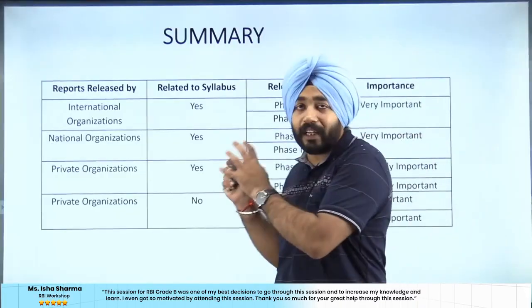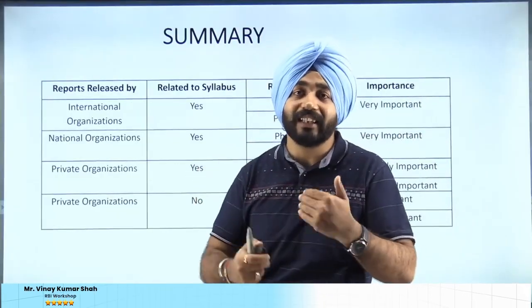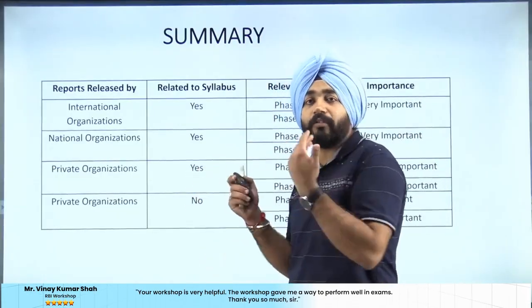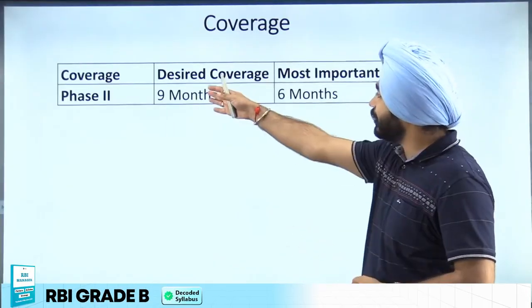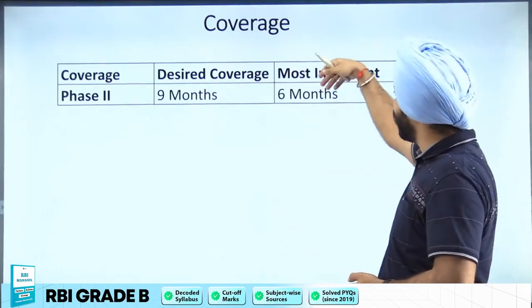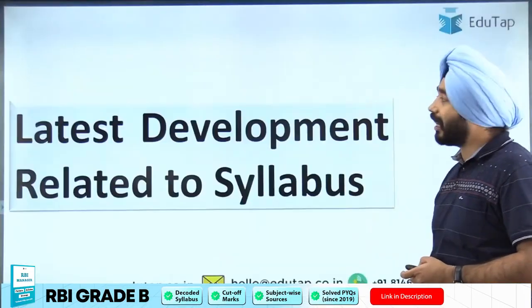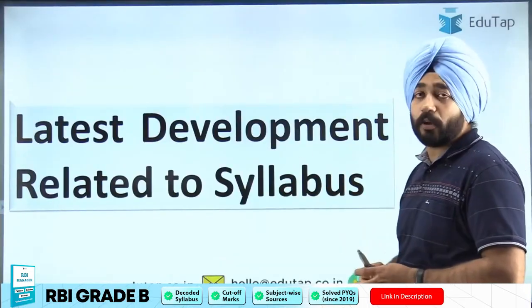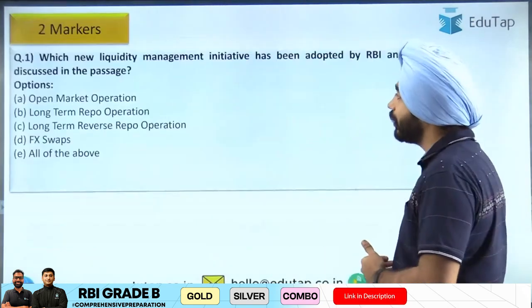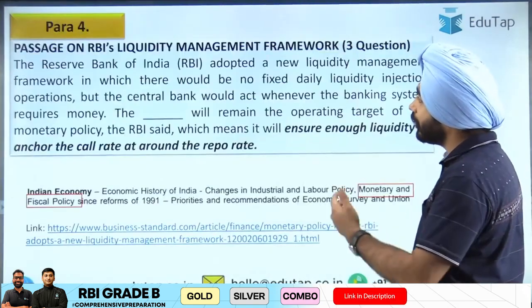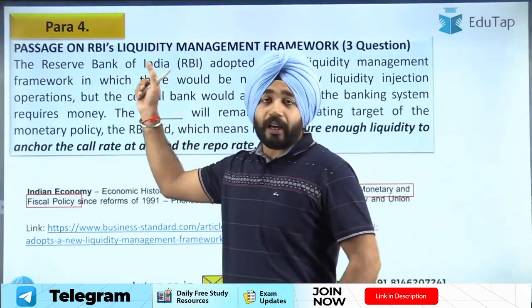So this is how, for the reports, you could find out what needs to be analyzed when we are talking about the report section. Then guys, the desired coverage required is 9 months, and the most important coverage will be of the last 6 months. Now when I talk about the questions that were asked from latest developments related to your syllabus, there was a paragraph on RBI's liquidity reform.